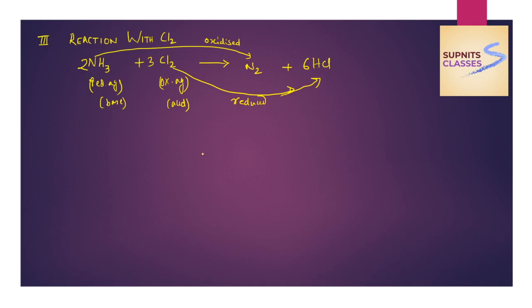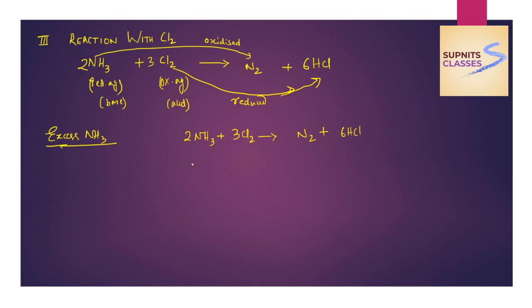Okay? So this is the primary reaction. Many times we are asked what happens if this reaction is done with excess NH3. Don't worry, do it like this. First you write the previous reaction, 2NH3 plus 3Cl2 gives N2 plus 6HCl.